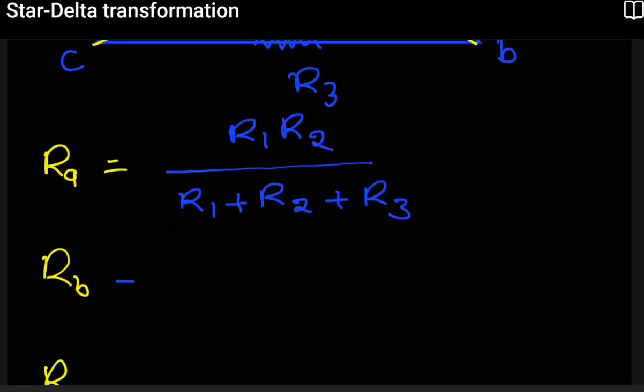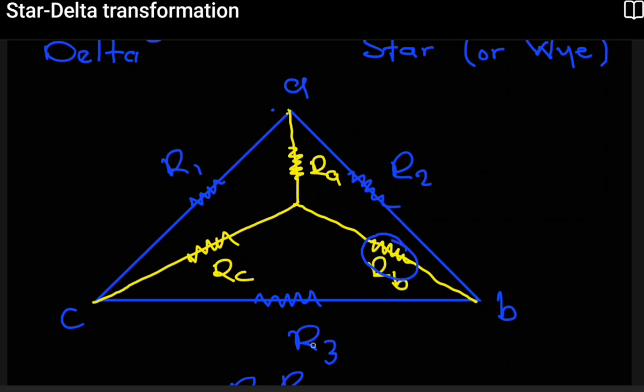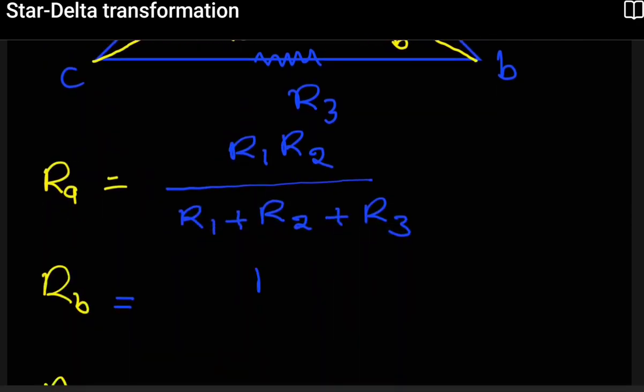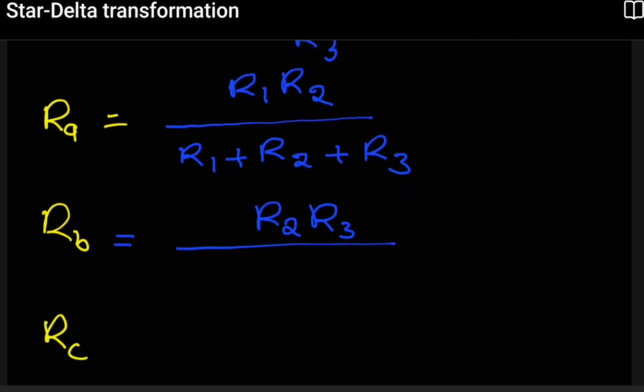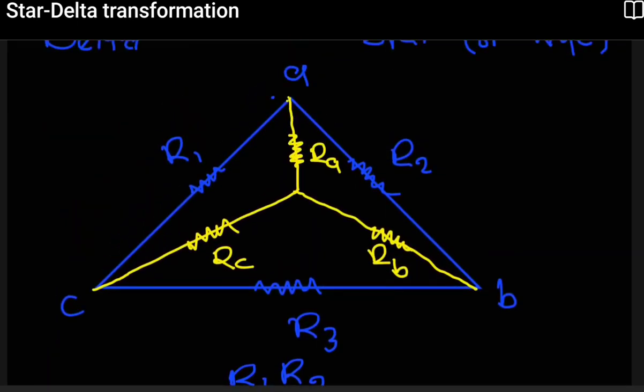In a similar way, to find RB, where is RB? RB is down here, and we see that RB is between R2 and R3. So multiply R2 and R3, then again divide by the sum of all the resistors that make up the delta, which is R1 plus R2 plus R3. In the same way, to find RC, where is RC?